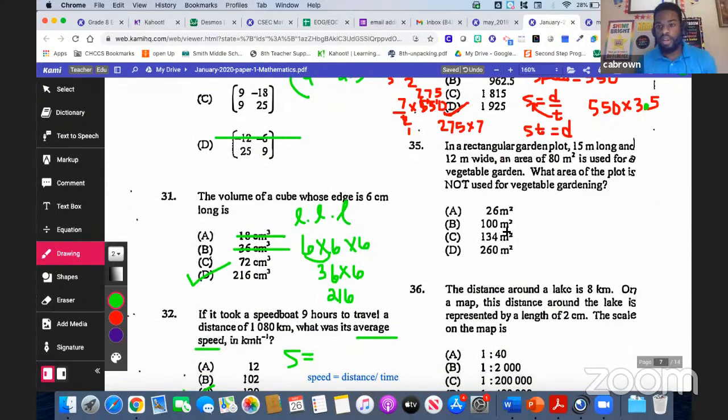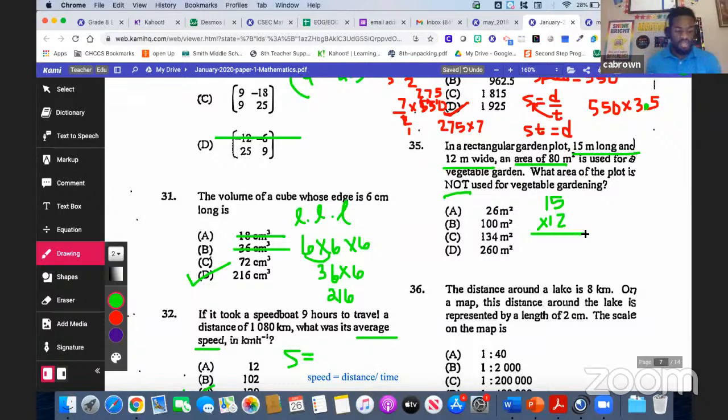35. A rectangular garden plot is 15 meters long and 12 meters wide, and it has an area of 80 square meters. It is used for a vegetable garden. What area of the plot is not used? So the rectangular garden plot is 15 meters long and 12 meters wide. So let's find the area of that.